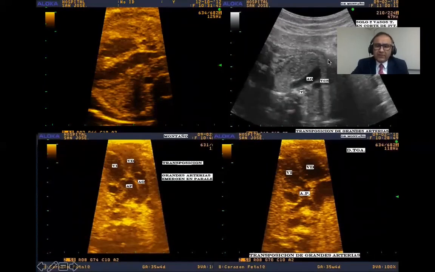In the 3-vessel trachea view, the skateboard sign shows 2 vessels. In the 3-vessel view, we only see 2 vessels, the aorta, the vena cava, and the trachea. Here we see the image of 2 vessels in parallel. And finally, here again, we see a 5-chamber view. From the posterior ventricle, the pulmonary artery is seen in this image bifurcating immediately, that is, as close as possible to its semilunar valve.